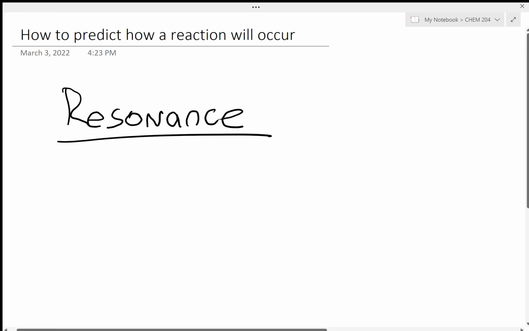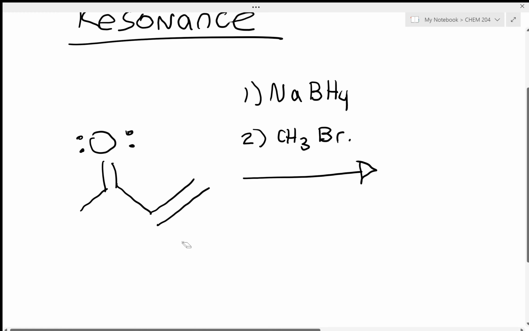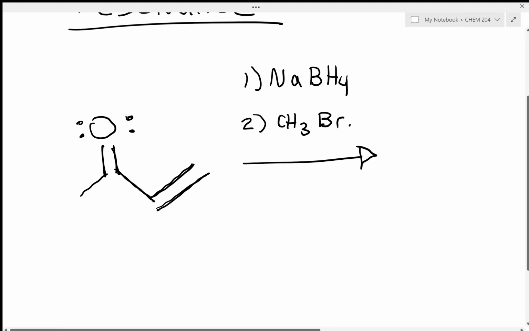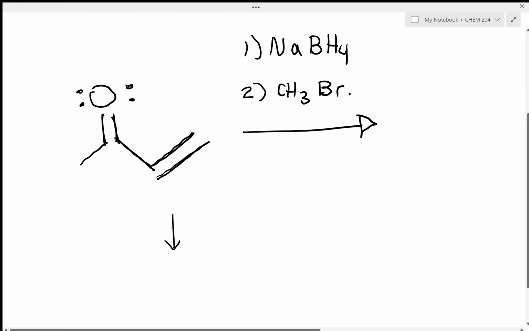So first things first, I see that there's a conjugated pi system, okay? What does this mean? It means that there's a double bond, then a single bond, and then a double bond. That is pi conjugation. Every time there's pi conjugation, I'm going to ask myself, can I draw a resonance form? Can that resonance form that I draw predict how my reaction is going to occur? The answer is most likely going to be yes. So first things first, let's draw a resonance structure.